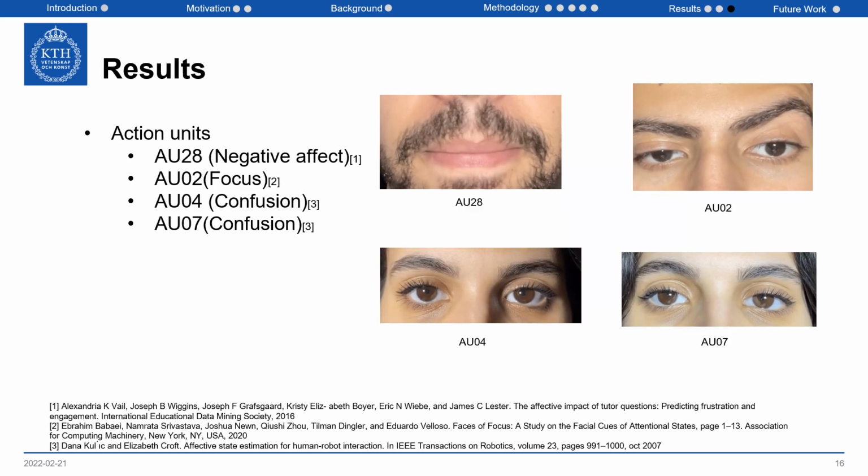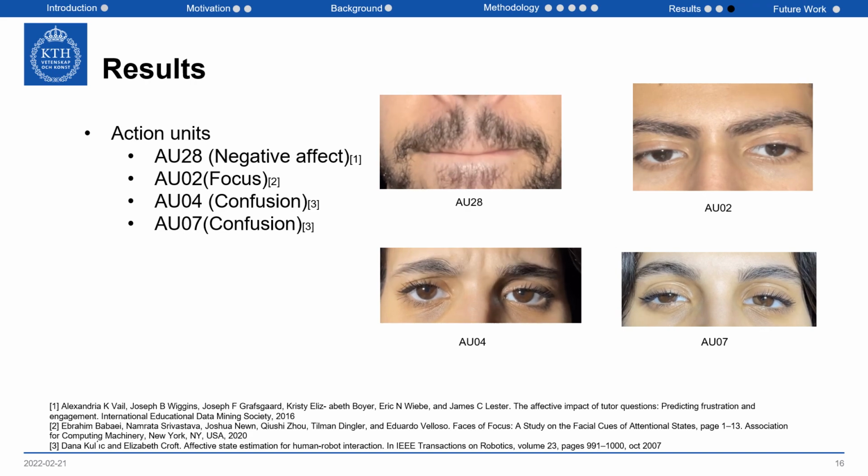For the RGB modality, the action units that were extracted, the main ones were action units 28, 2, 4, and 7. These action units correlated to affective states that were chosen from the literature. To check the full list of chosen action units, please check our publication.